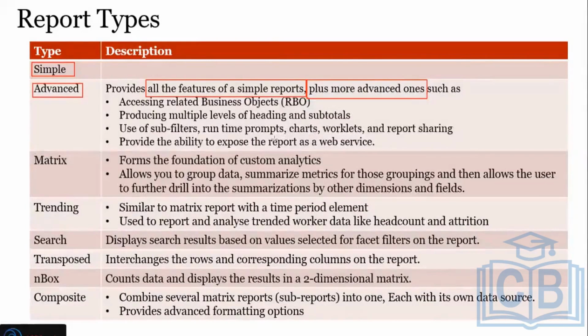For example, when you create a simple report, you can only get data from one business object. What is a business object? I'll talk about that in detail in our subsequent slides. In a simple report, you can only get data from one object. However, in an advanced report, you can also fetch data from something called RBO, related business objects. Advanced report gives you a lot of advanced features. For example, you can configure advanced reports as worklets. When I looked at this dashboard, it is a collection of multiple reports.